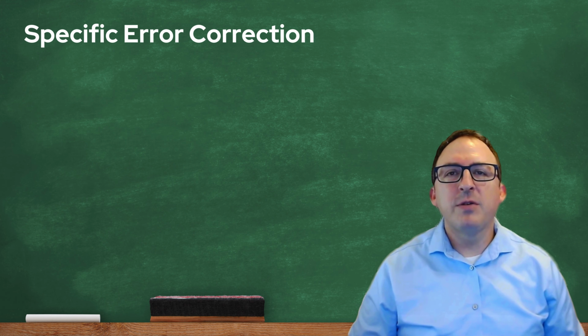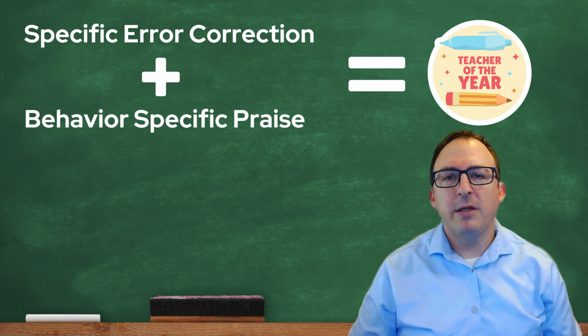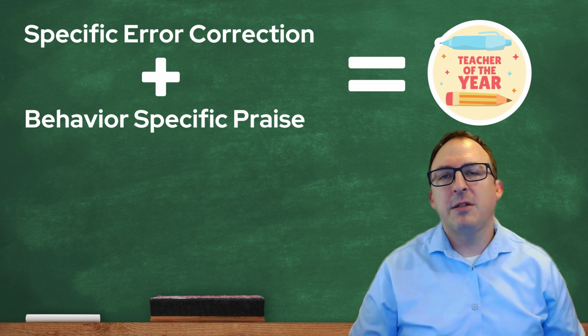Quick, direct, and supportive. By using specific error corrections, we can create a positive environment that encourages students to reflect on their behavior and make better choices. It's about building relationships, not just enforcing rules. Another key part of using specific error corrections is pairing it with the use of behavior-specific praise as the student begins to meet the expectations discussed.